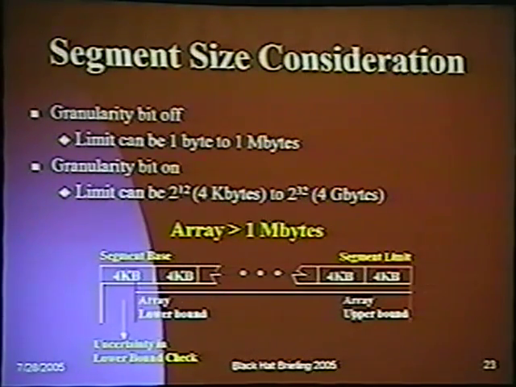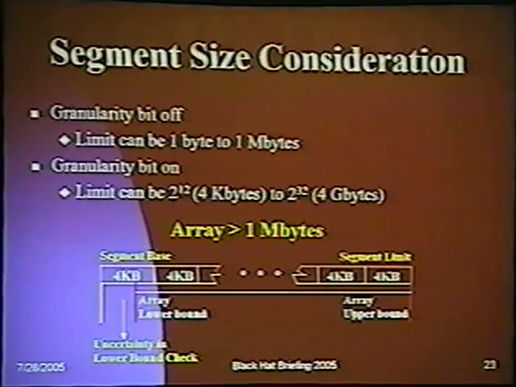So if we have an array that is more than 1 megabyte, that means we have to turn on the granularity bit, because I need a segment that's larger than 1 megabyte. So that means I might have some problem in terms of doing exact array bound checking. This example shows you that. Imagine that I have an array that's expressed by the interval between these two red lines.